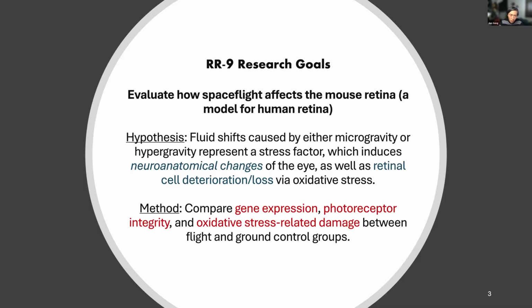The research goal for the R9 project is to evaluate how space flight affects the mouse retina, which is a model for the human retina. The central hypothesis is that fluid shifts caused by either microgravity or hypergravity represent a stress factor. This could induce neuroanatomical changes to the eye, as well as cell deterioration in the retina through oxidative stress. The idea is that if you collect gene expression data along with physiology data and look at the image data of the retina, we can find the reason for what is happening during space flight. And so we need to compare flight versus ground control.